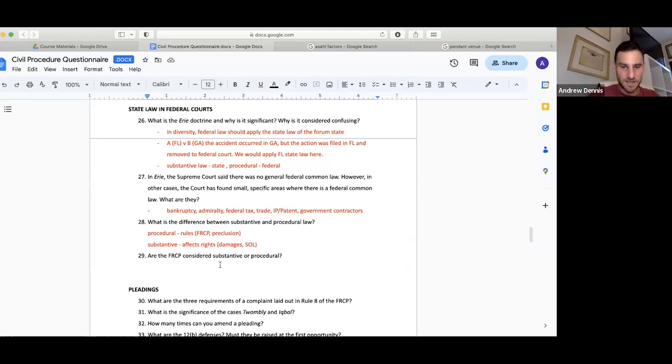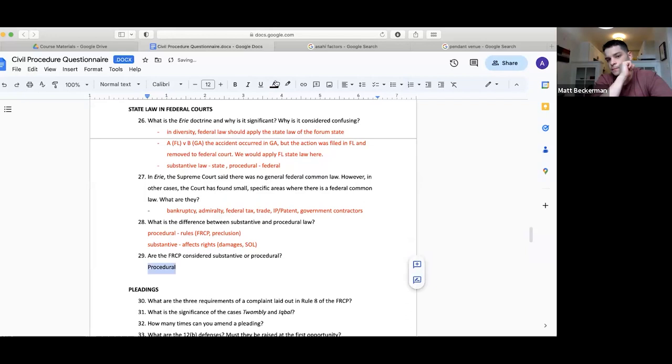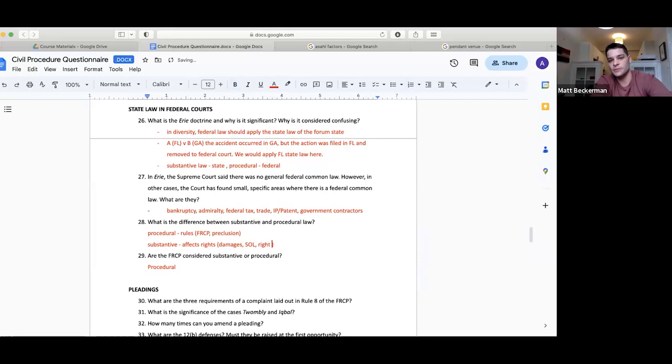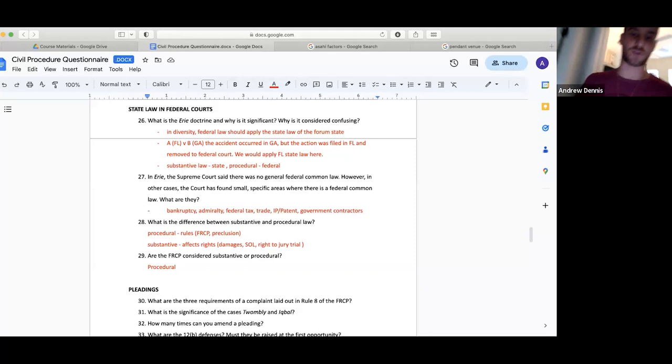All right, FRCP considered substantive or procedural? The right to jury trial is substantive. Oh, jury trial, exactly. Why is it not procedural? Because the court said so. There's not always a clear reason why something is procedural versus substantive. It's not always common sense what's procedural and what's substantive. You're better off just memorizing what they are. So preclusion is procedural; damages, statute of limitations, right to a jury trial, that's all substantive. And anything that's like FRCP and it's just about the timing or how things are filed, that's going to be procedural.